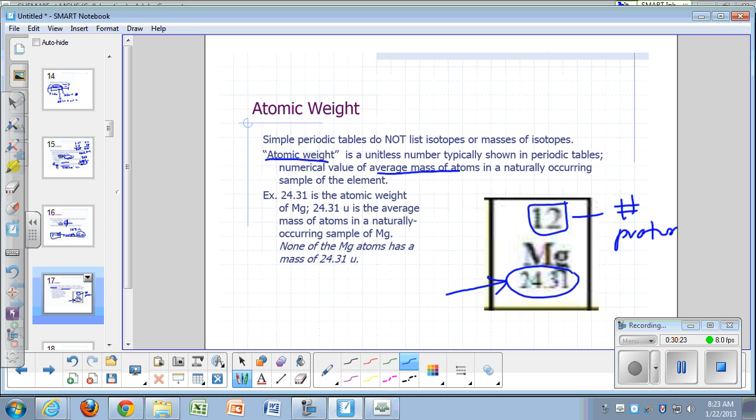So in other words, if you have a naturally occurring sample of magnesium, some of those magnesium atoms are going to be magnesium-24, some of them are going to be magnesium-26, okay? If you add up all the masses of all those atoms and divide by the total number of atoms, this is the number you get, 24.31. In other words, there isn't a single magnesium atom that has a mass of 24.31. That's the average for a collection of magnesium atoms. Most magnesium atoms would have a mass of either 24.0 or 26.0. It would be close to a whole number.